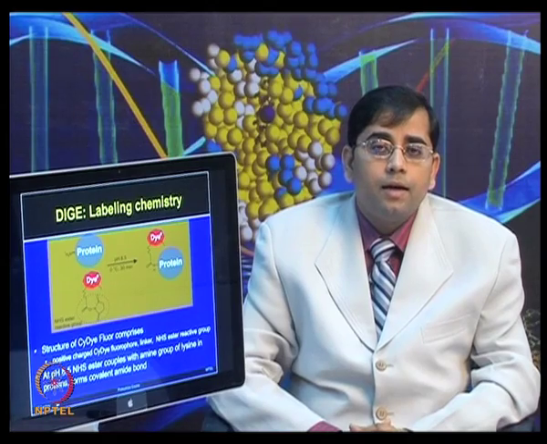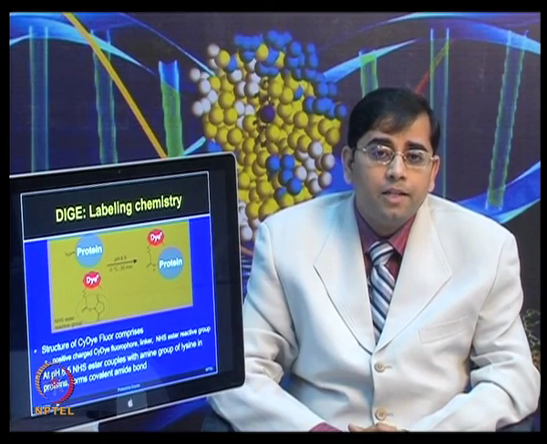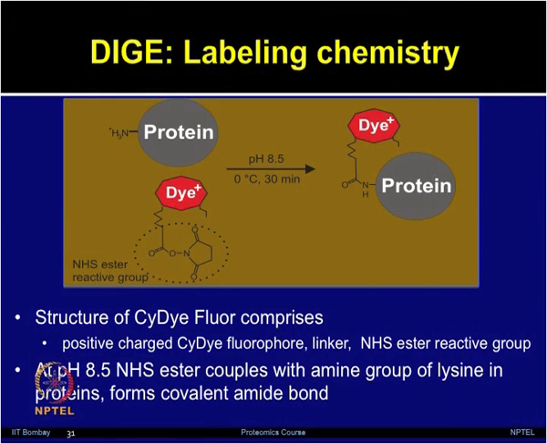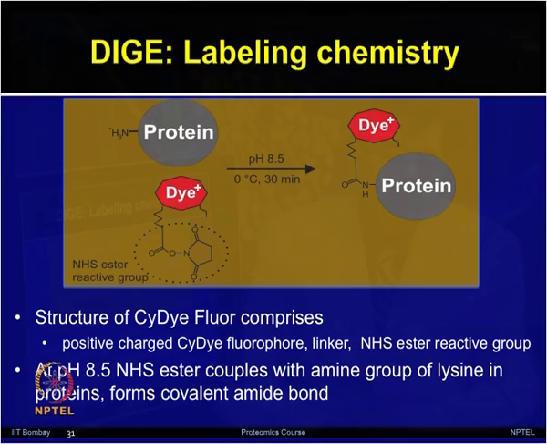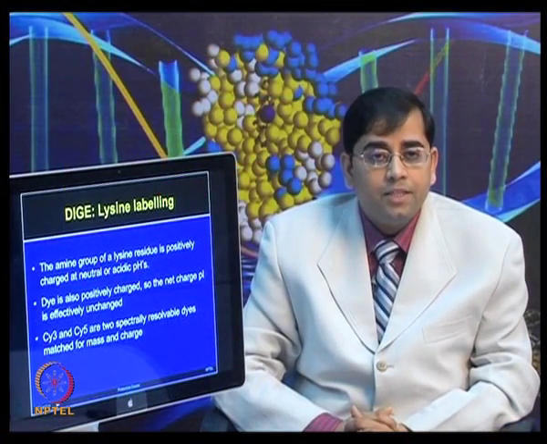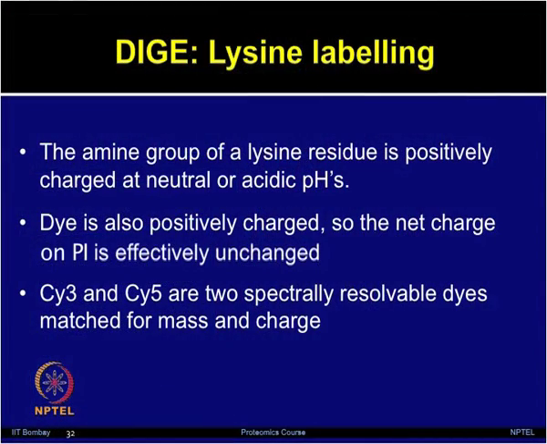Now, in this slide I will describe the labeling chemistry. As you can see in the structure here, Si-difluor is comprised of a positively charged Si-difluorophore, a linker and an NHS ester reactive group. At pH 8.5, the NHS ester couples with the amino group of lysine in the proteins and forms a covalent bond. The amino group of lysine residues are positively charged at neutral or acidic isoelectric points.